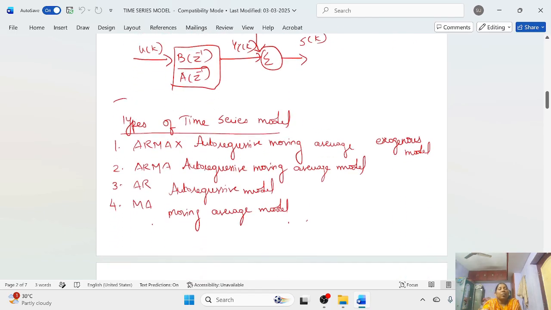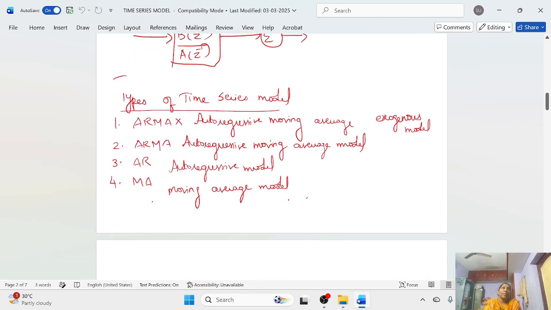Okay. So now in the time series model, we will be considering the signal as signal plus noise, and we have to extract the signal from the noise. That is our ultimate aim. When the signal is buried with the noise, we have to extract it.